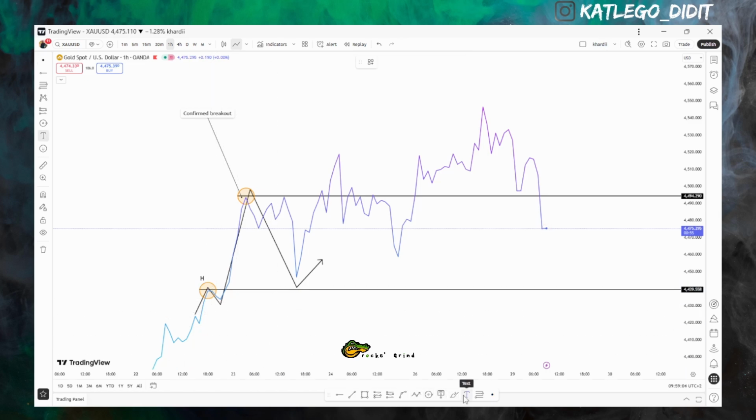Then the market pushed further higher, and we got ourselves a higher high. Then, as you know, we wait for a correction. The market then gave us a correction. Simply like that, we wait for a correction. The market came down and gave us a correction. Then afterwards we have to wait for a confirmation, right?